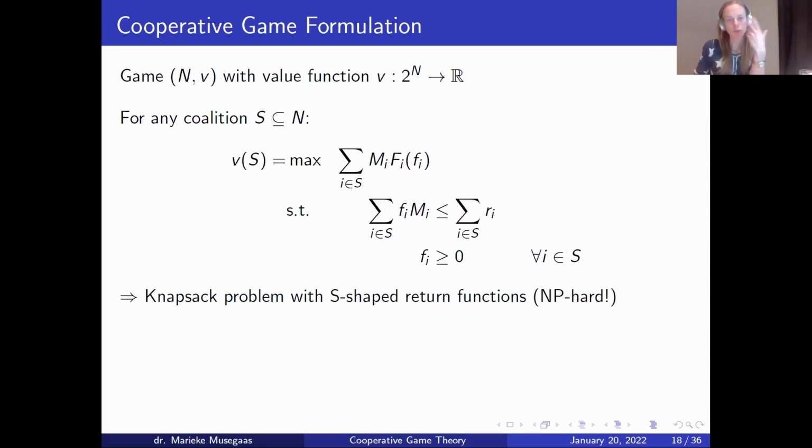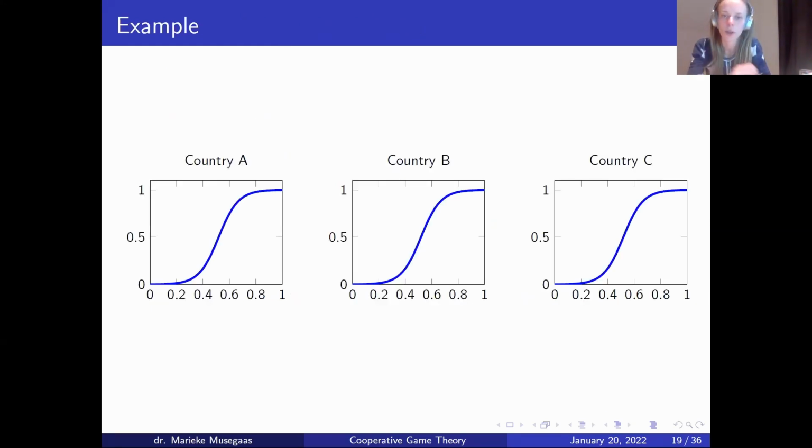Okay, so we want to say something about the core of this game without actually calculating the values of the coalitions. But how can we do that then? How can we say something about the core if we do not calculate all the values of the coalitions? Okay, first, to make it even more clear why cooperation is important, let's look at this example.